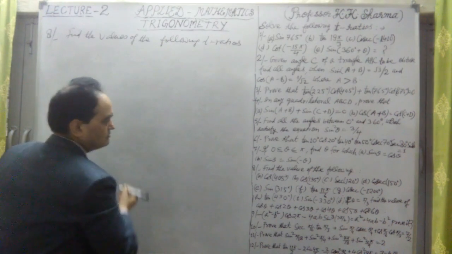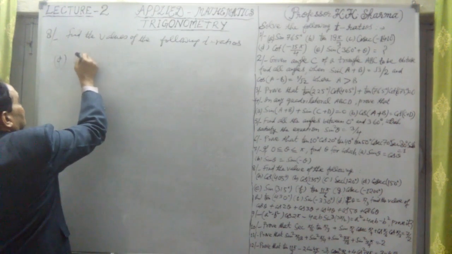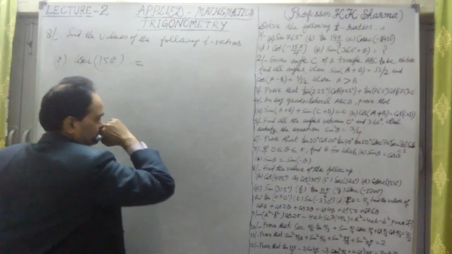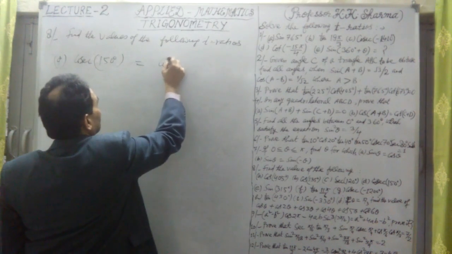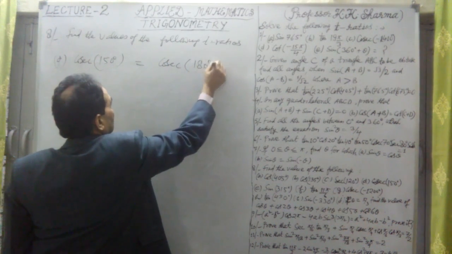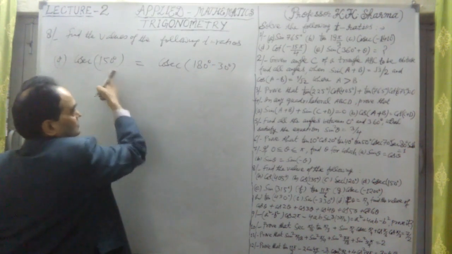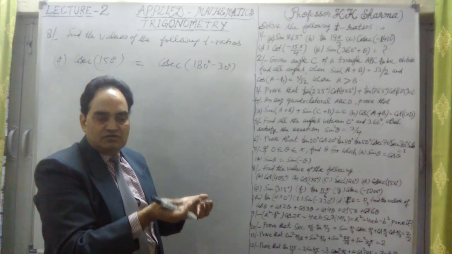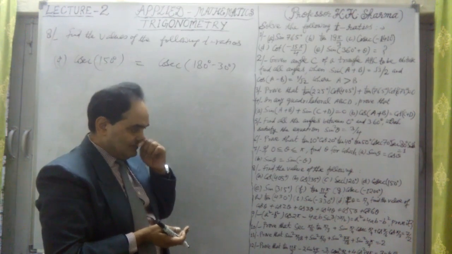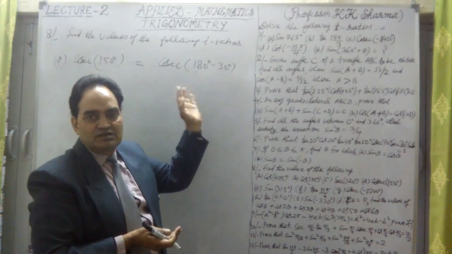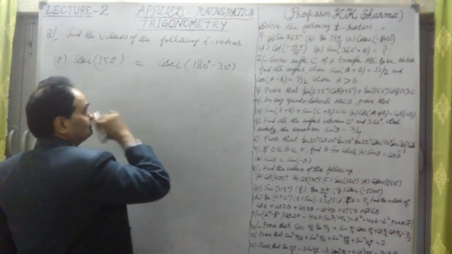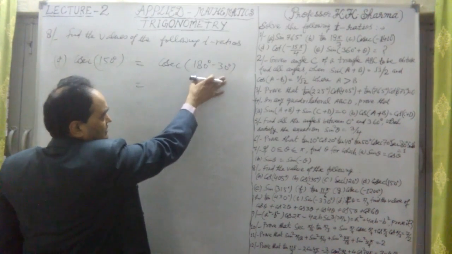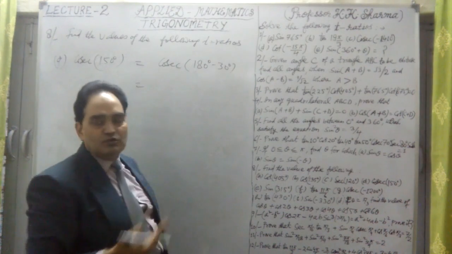Now cosec 150 degree, the D part. Cosec 150 degree we can write as cosec of 180 minus 30 degree. The difference is 150, and 150 can be written in terms of the nearest angles, I mean 90 or 180 or 360 degree: 180 plus theta, 180 minus theta, 90 plus theta, 90 minus theta, or 360 minus theta, 360 plus theta. Now cosec 180 minus theta is lying in the second quadrant, and in the second quadrant cosec is positive.